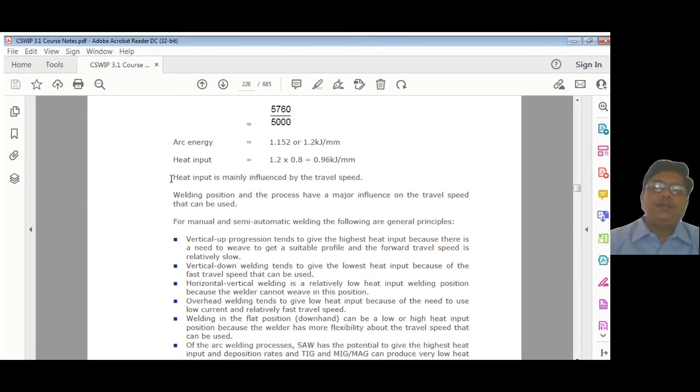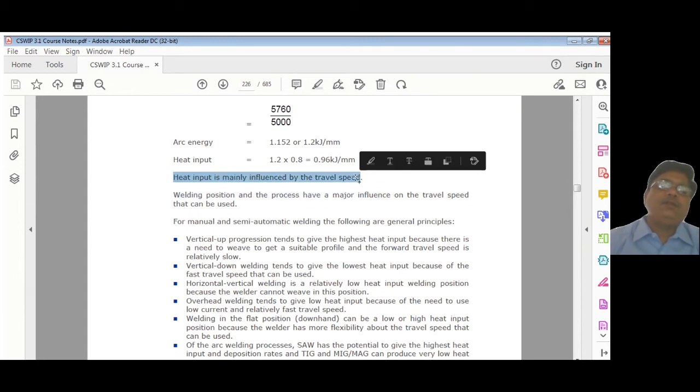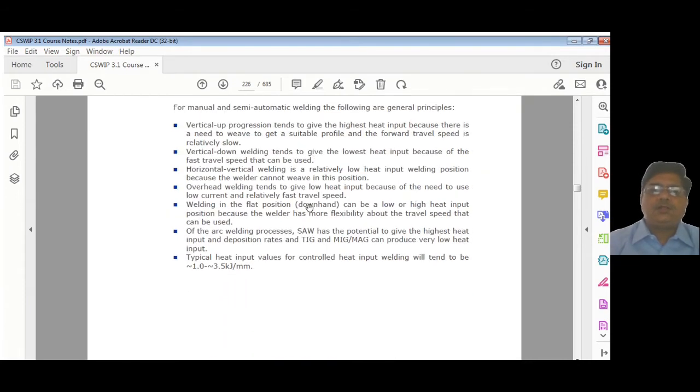Heat input is mainly influenced by travel speed. If you go too fast, the heat input will come low. If you travel very slow or even medium speed, the heat input will be higher. We don't want those issues in the welding, so that's why we are calculating this. Welding position and processes have a major influence on the travel speed, so let us see what the influences are.